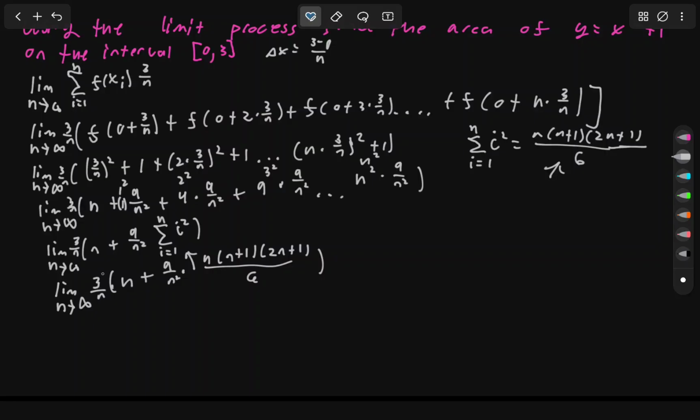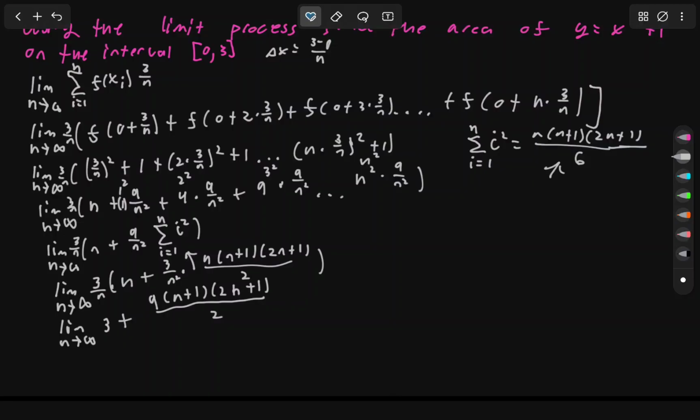Now we're going to distribute this 3 over n into the limit. So we get the limit as n approaches infinity of 3 over n times n. That's just 3. Plus, and we're going to simplify this here, we're going to get a 3 over 2 times 9 times n plus 1 times 2n plus 1 divided by 2.